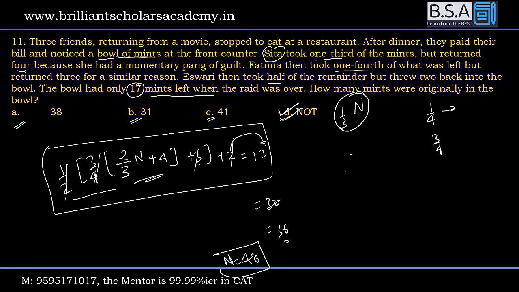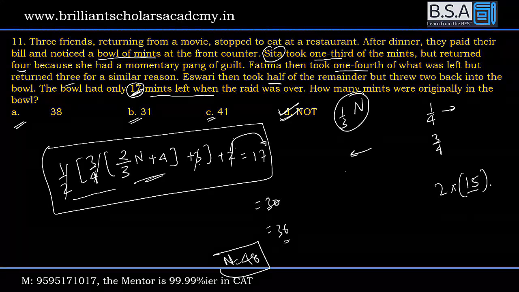A lot of people are in a position, they are so good with mathematics, they start in reverse. Why are there 17 mints left? There are 17 mints left because Ishwari put 2 back. If she does not put 2 back, there should be 15. And what are these 15? They are half. Now, Fatima puts back 3. If she did not put back 3, there should be 27.